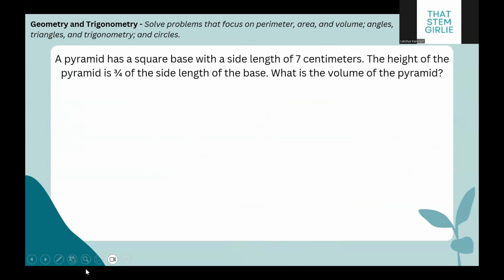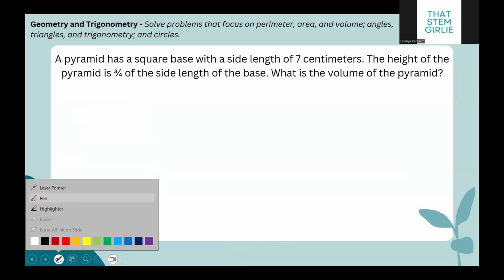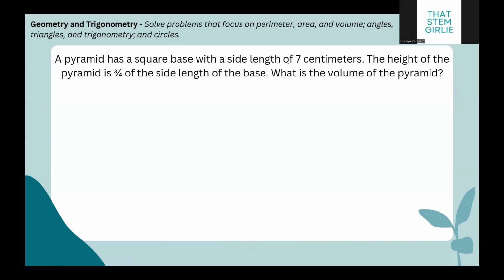Now we are into the last content pillar for the SAT math section, and that is geometry and trigonometry. So for the first question in this content pillar, it is asking you that a pyramid has a square base with a side length of 7 centimeters. So let's go ahead and draw out what it's talking about.